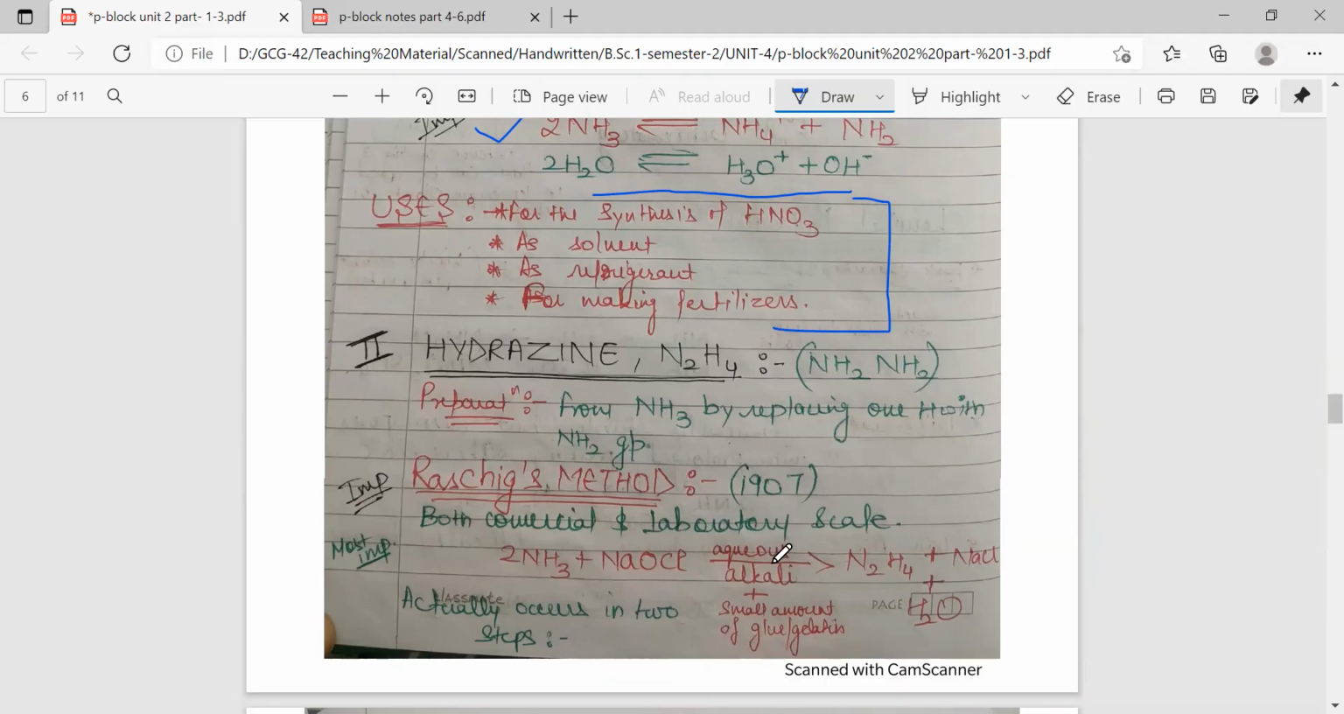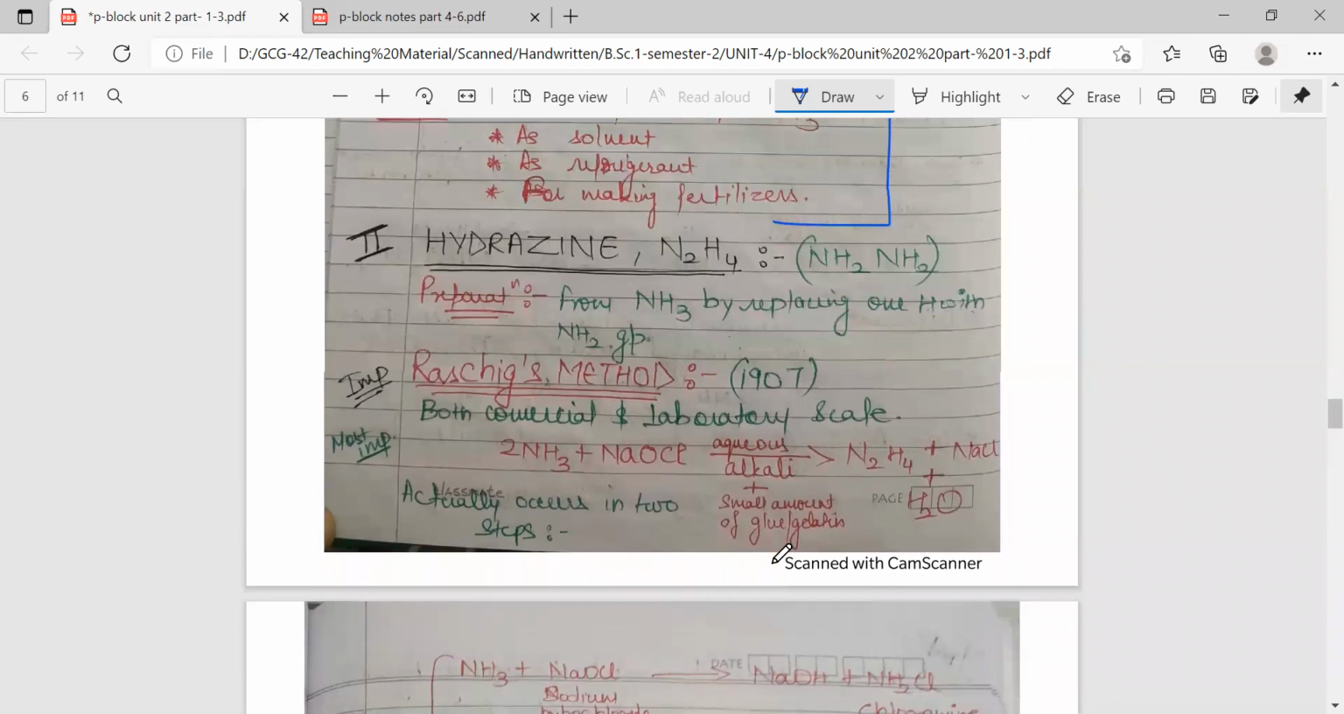This is the method used for the preparation of hydrazine, that is Raschig's method, proposed by Raschig in 1907. It is used both commercially and at laboratory scale. What we do is treat ammonia with sodium oxychloride in the presence of aqueous alkali and a small amount of glue or gelatin, which also act as catalyst, and it keeps the reaction going in the forward direction. It helps to avoid the formation of byproducts. So from here we get the formation of hydrazine.